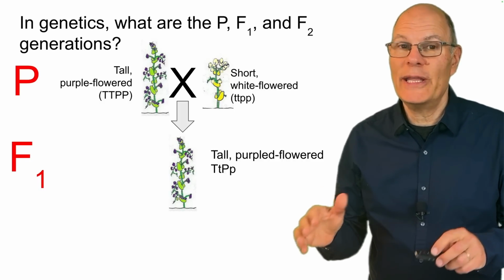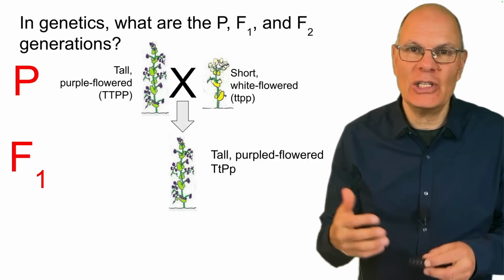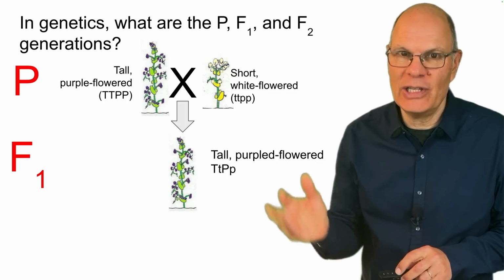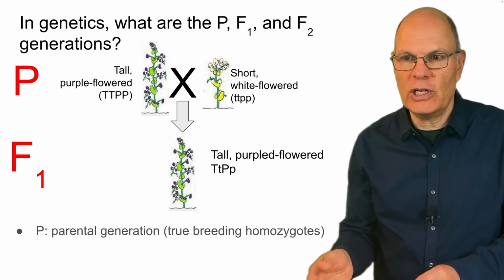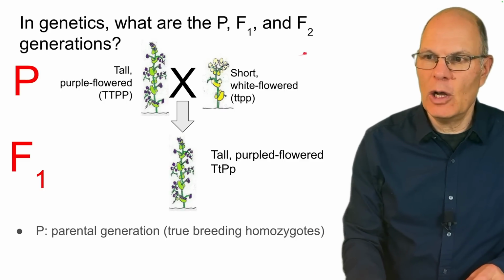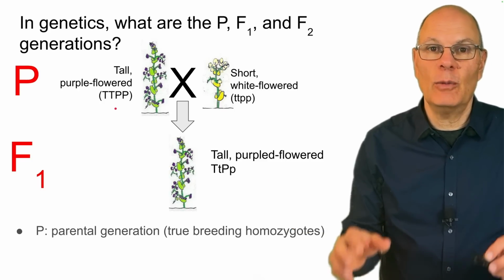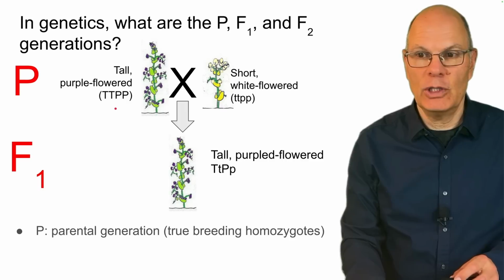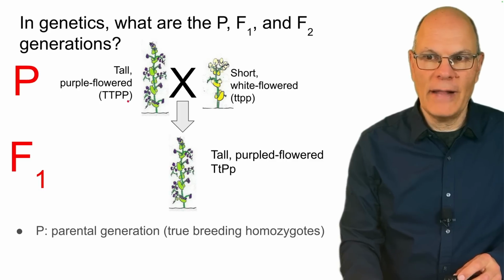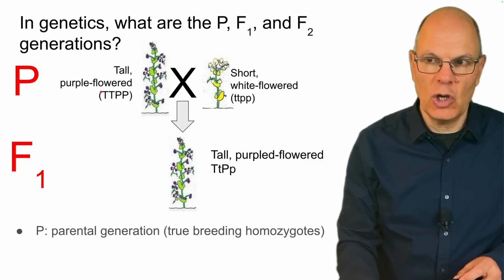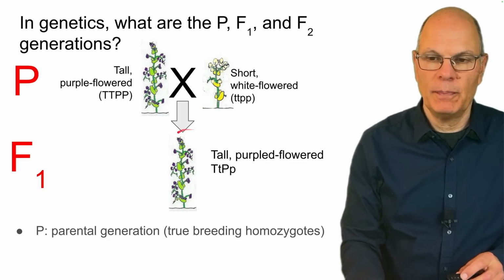In genetics, what are the P, F1, and F2 generations? This is a common notation that's used in genetics, and you, as an AP biology student, need to understand it. The P generation is the parental generation, and in general, they're true breeding homozygotes. Now, notice that we've jumped in complexity. In this example, we're not dealing with just one gene, we're dealing with two. So there's a gene for tallness, and there's the gene for flower color. And the alternatives are tall versus short, and purple flowers versus white flowers.